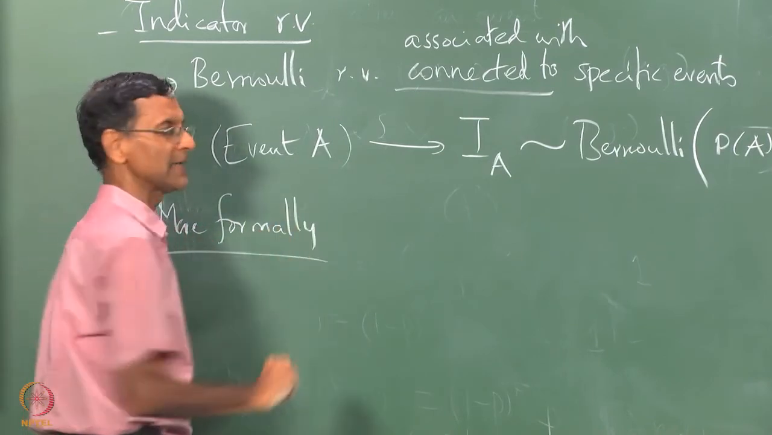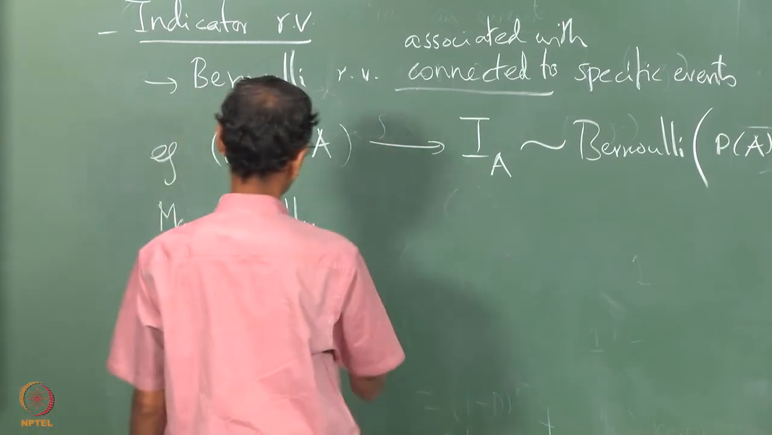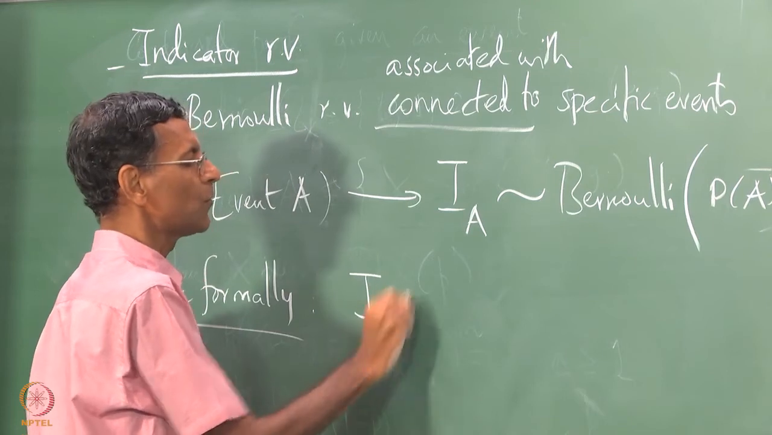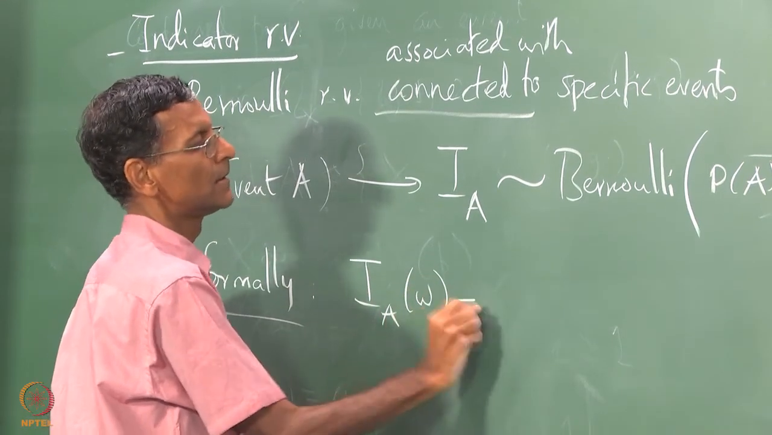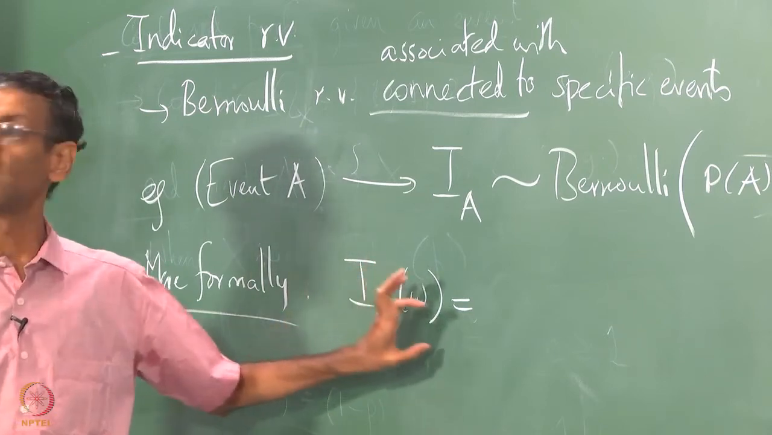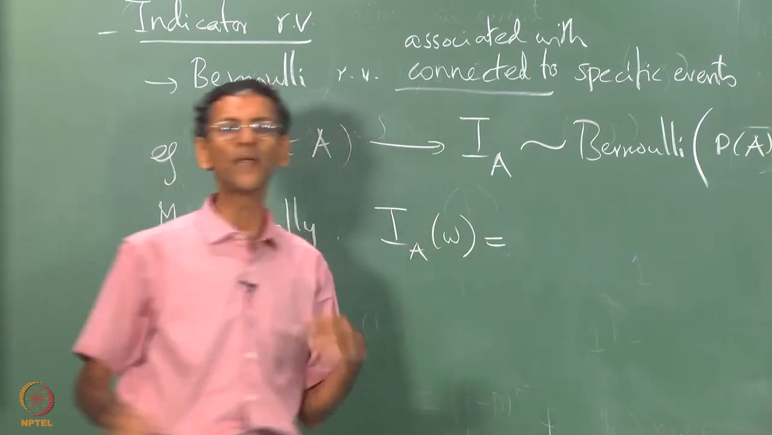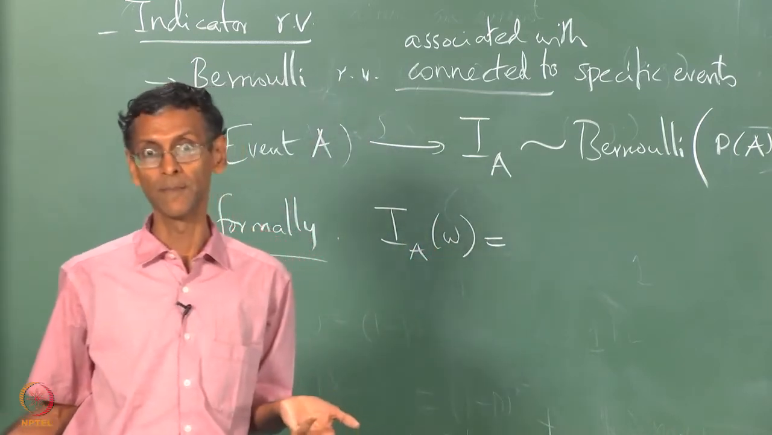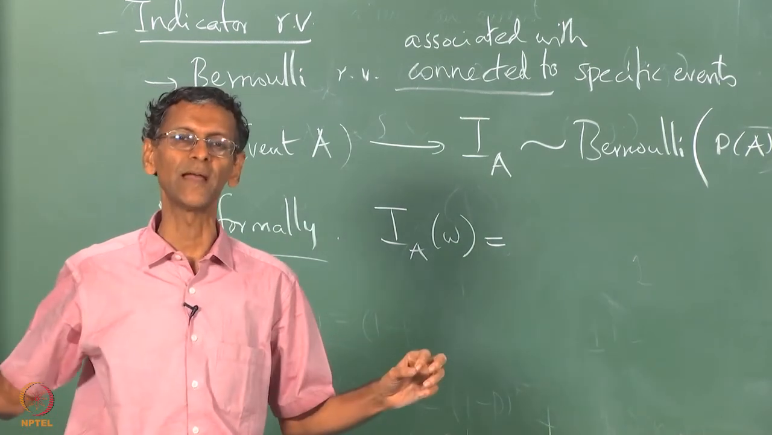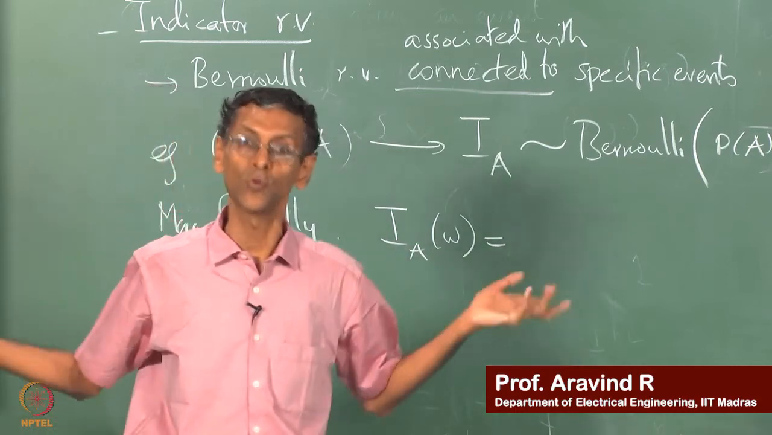More formally, in terms of the sample space capital Omega and sample point small omega, IA of omega is just 1 or 0. Now we are going back to the definition of a random variable as a function of points in a sample space. For each point small omega in capital Omega, this random variable IA either takes you to 1 or to 0, no other number.